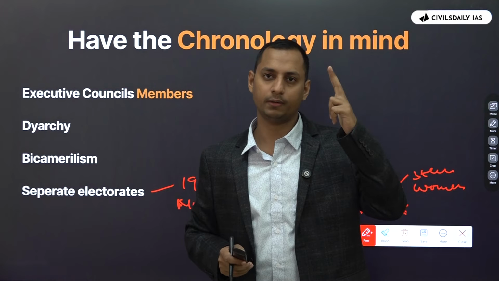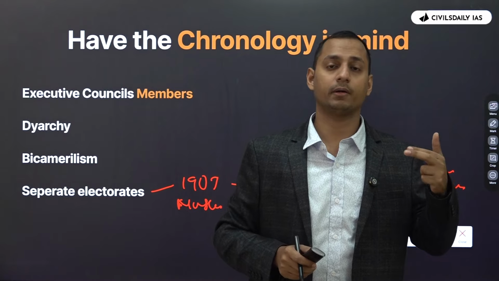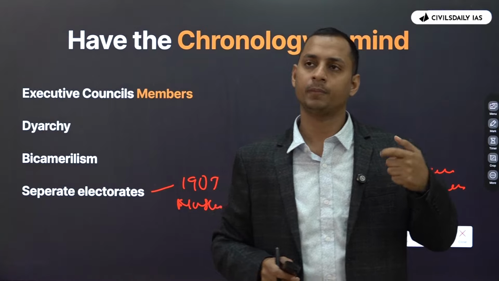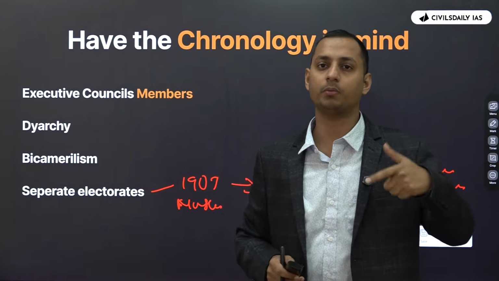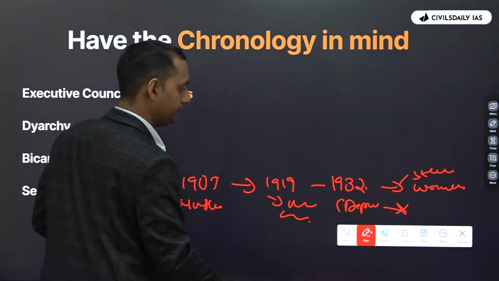Let's say, what about the budget? In this act, they were given the power to discuss the budget. In this act, they were given the power to vote on the budget. This is how you have to do active recall. Okay?